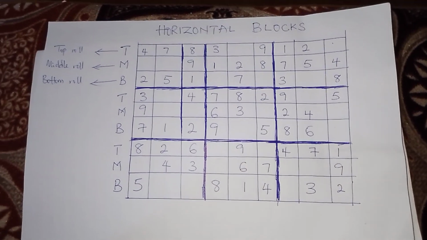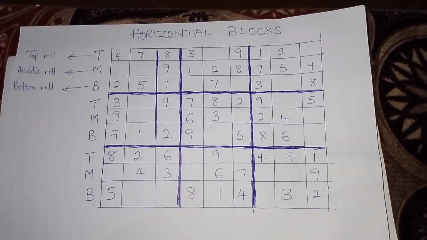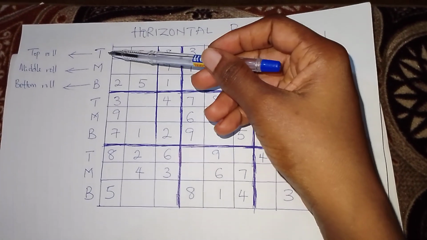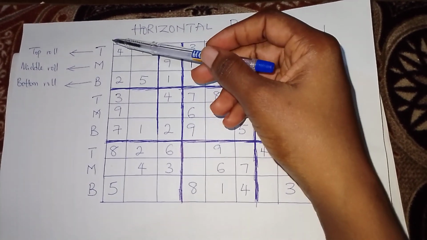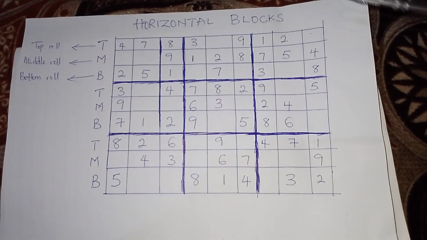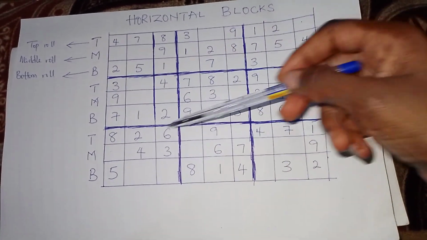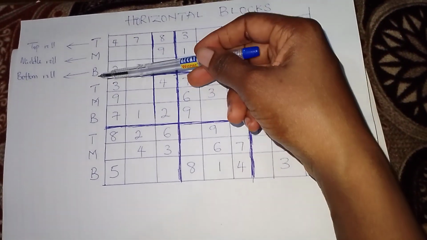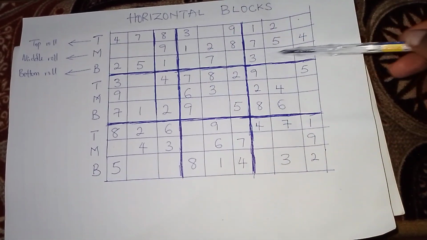Okay, so today we're going to be looking at how to play the Sudoku game known as horizontal blocks, and we're going to be taking note of TMB. T stands for top row, the top row here. Are you getting it? Top row, just like that. M stands for middle row, and B stands for the bottom row.